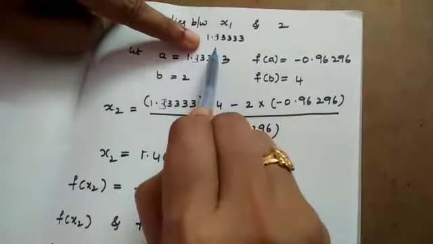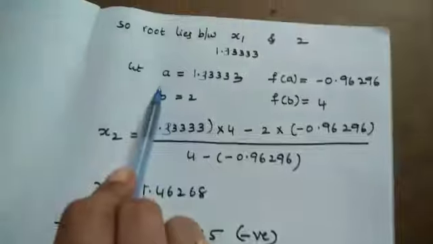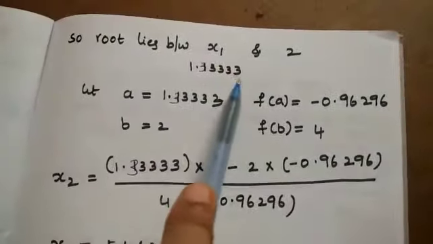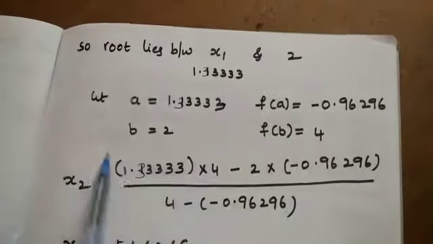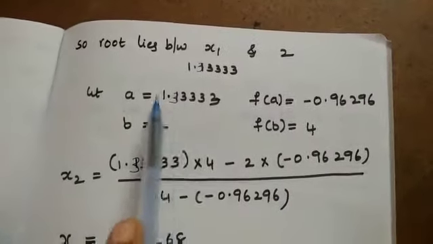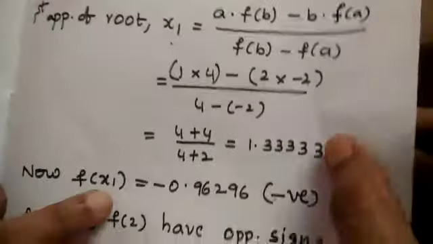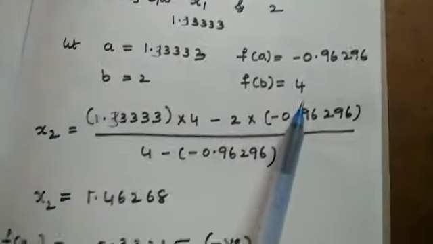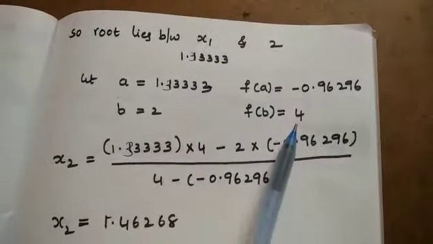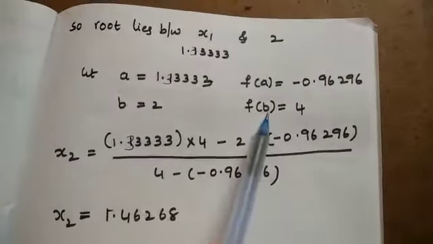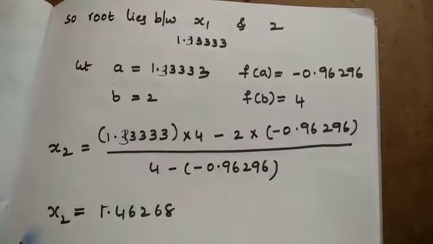Among these two, take the smaller one as a. That is an important point in applying regula falsi. x1 is 1.33, so take it as a, and b is 2. And note down the corresponding f(a), f(b). Already we evaluated f at the first approximation, that is -0.96296, and f at 2 is 4. So apply the formula (a f(b) - b f(a)) / (f(b) - f(a)). Now evaluate x2.